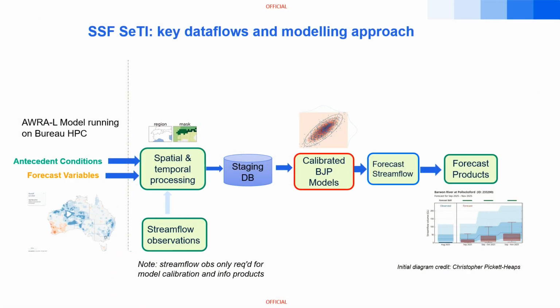The key data flows here: we have our ORL model running on our Bureau HPC on the left. We apply some spatial and temporal processing with some streamflow observations, which then get put into our staging database. These then get calibrated BJP models, which allow us to have forecast streamflows across those locations and then create forecast products. You can see the forecast products on the bottom right.